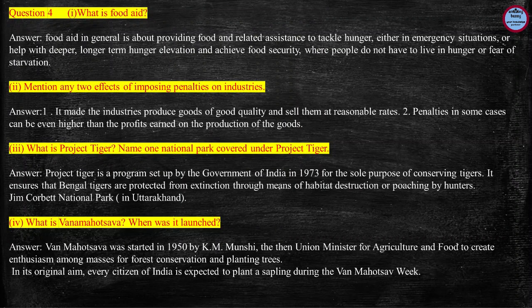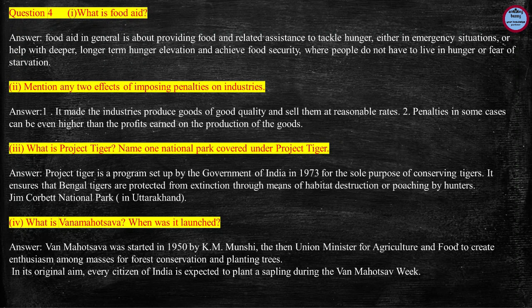Next, question number 4. What is food aid? Food aid in general is about providing food and related assistance to tackle hunger, either in emergency situations or to help with deeper, longer term hunger alleviation and achieve food security, where people do not have to live in hunger or fear of starvation.